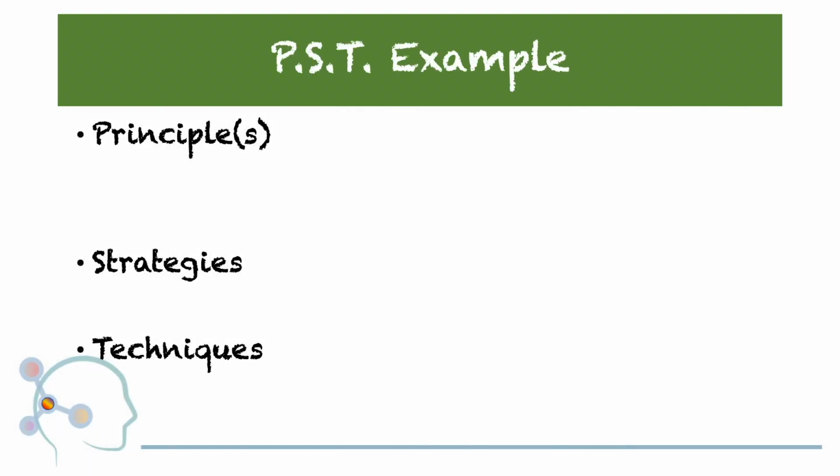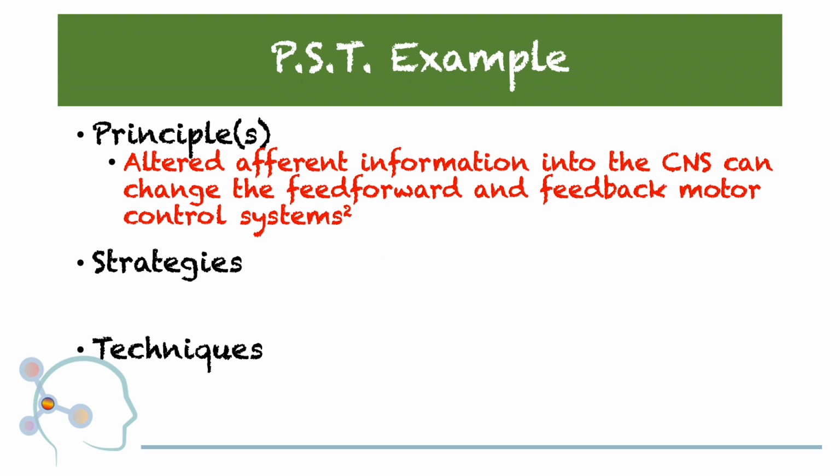Now let's walk through an example. Let's say you just finished reading an article by Seta et al. entitled The Impact of Reactive Neuromuscular Training on Falling in Parkinson's Disease Patients. One of the primary evidence-based principles discussed in the article states, altered afferent information into the CNS can change feed-forward and feedback motor control systems. This is a great example of an evidence-based principle. It cannot be refuted. Now, the degree of change can be argued, but not the statement itself.